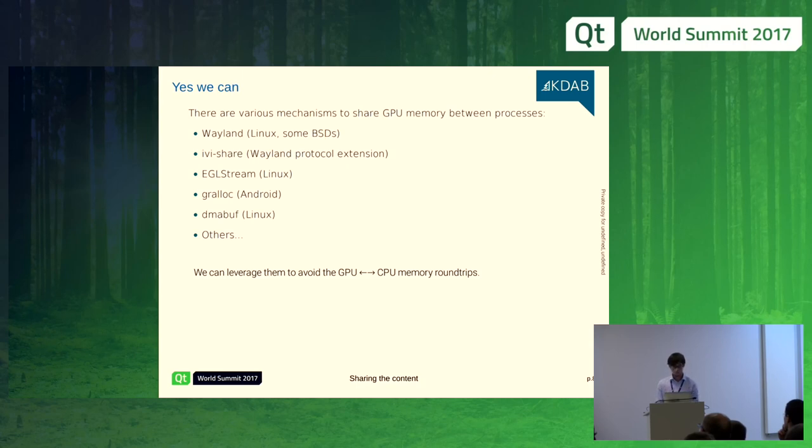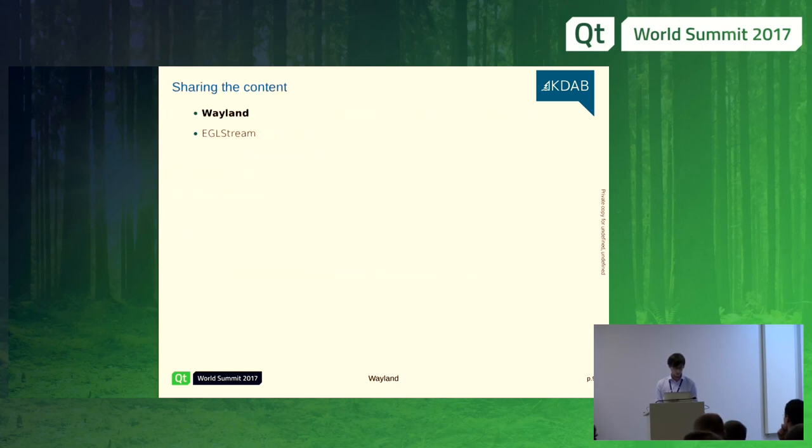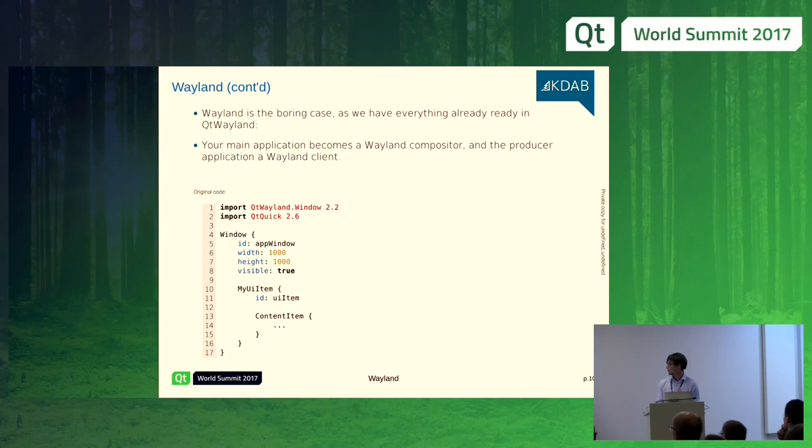The other ones work in the same way. The concept is the same, so it's not difficult to adapt them. So I will show here an example of how to do it with Wayland, with Qt Wayland, to be more precise. It is very easy, actually. If this is your original application, say you have a window with this MyUI item, which is the item that you declared, and a content item inside.